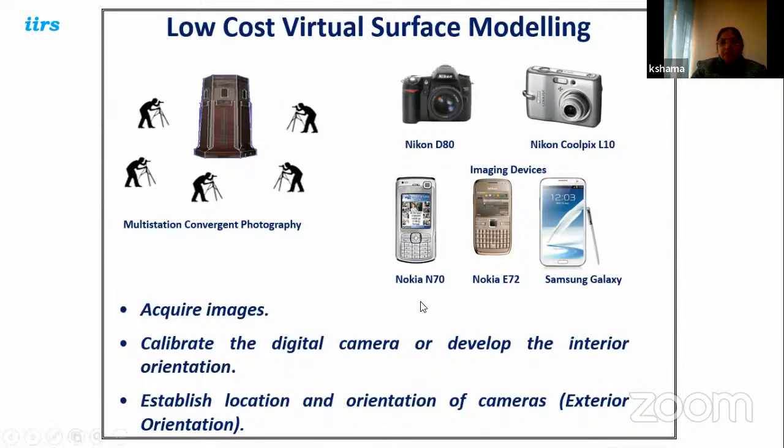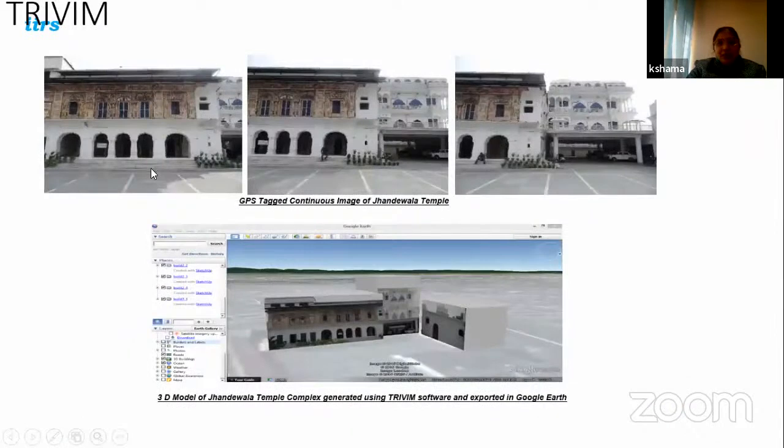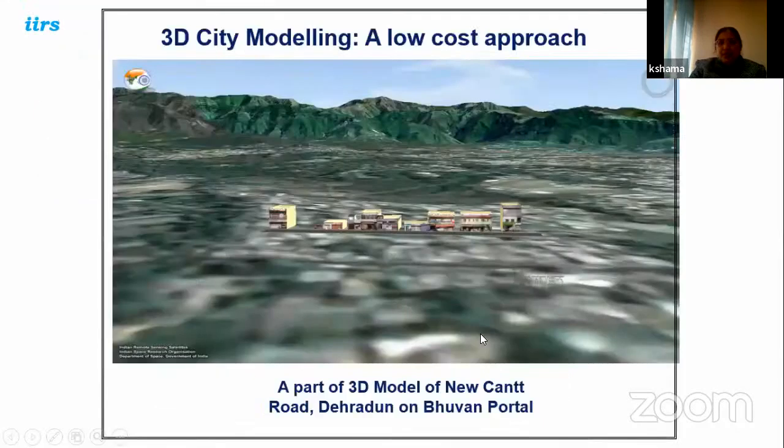3D models. Like this is one of the examples, different photographs have been taken, and this kind of 3D model has been created using this low cost technology, that is terrestrial images, and you can create a very detailed 3D model. Similarly here, this is an example of continuous images of one temple that have been taken, and then a 3D model has been created. One example of a street view, where a number of photographs of this street have been taken, and when they have been processed together, then you get this kind of 3D model.